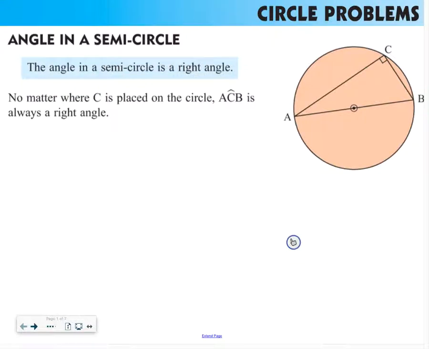Here we're looking at circle problems dealing with the Pythagorean theorem. The first theorem that we're looking at is the angles within a semicircle. A semicircle is half the circle. So anytime we have a semicircle, no matter where we place C in that circle, it will force a right angle within our circle. So let's look at an example that we can use to solve a problem.